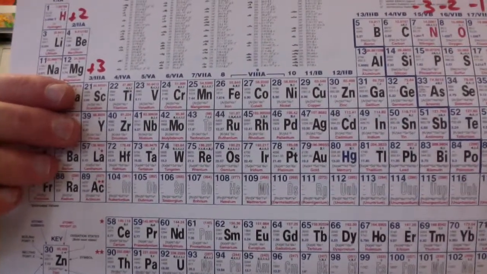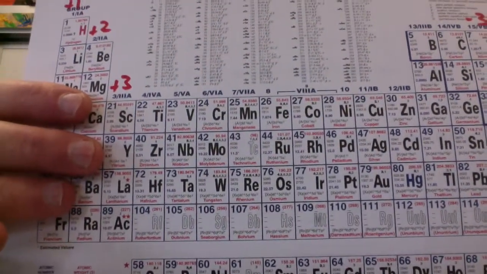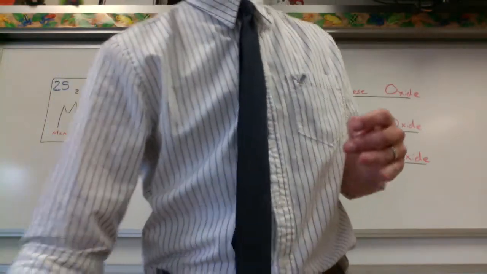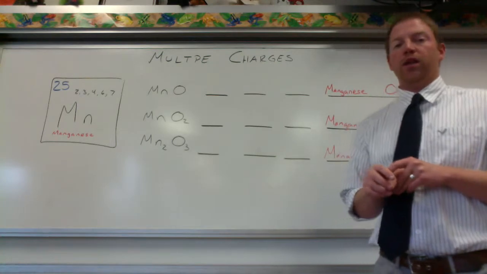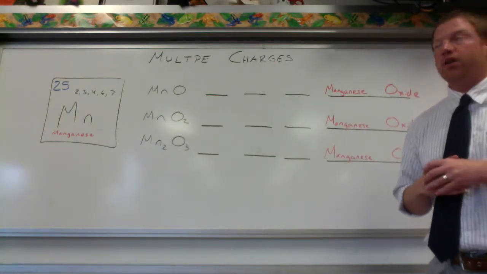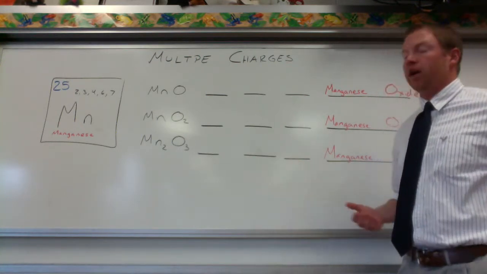Same thing for cobalt. It looks like a 2 and a 3. Iron can have a 2, a 3, or a 6. So they can have different charges. Now, what we need to be able to do is figure out when to use the different charges and then how to name them. How do we show which manganese we're using or which iron we're using? I'm going to show you how to do that here real quick.